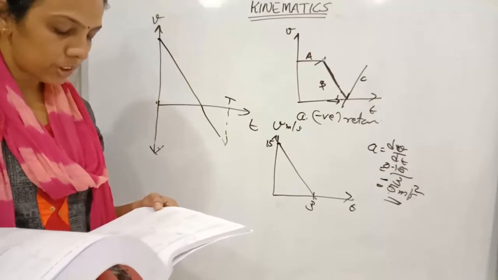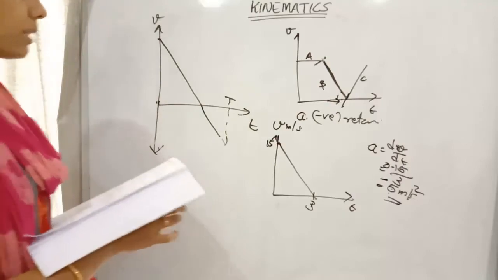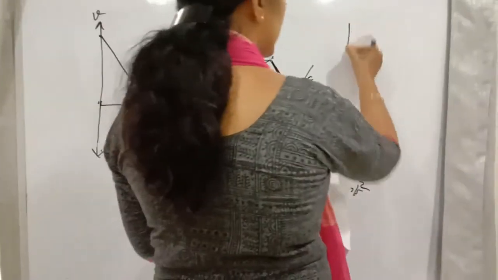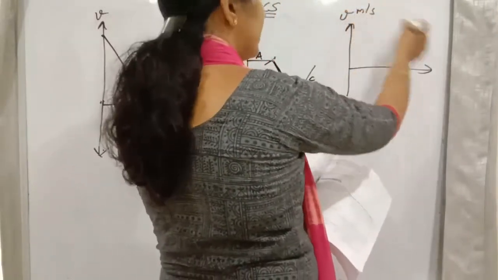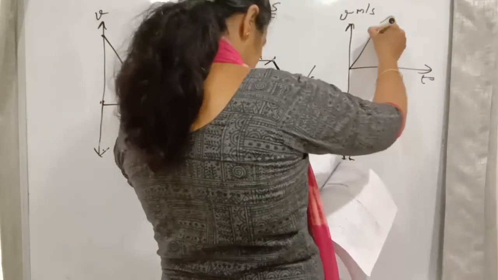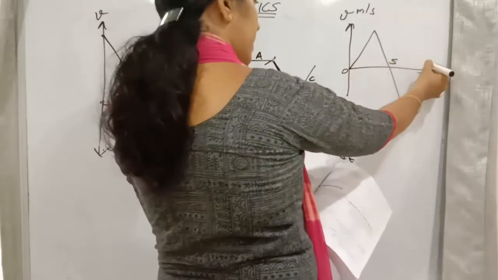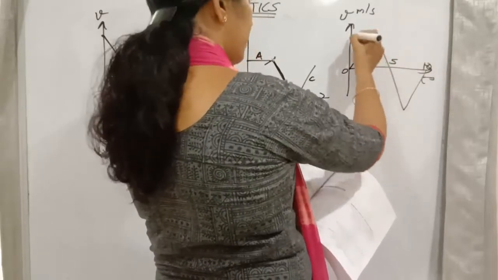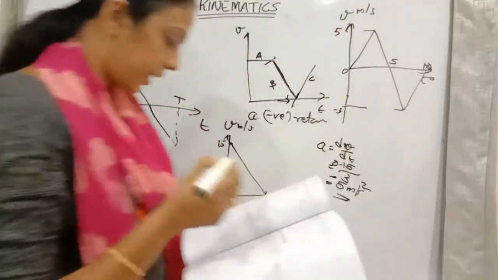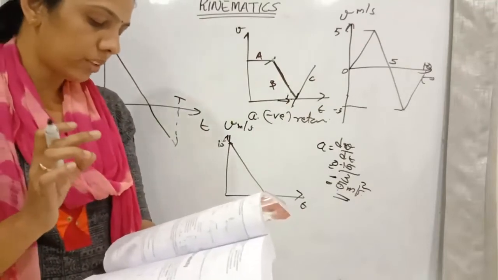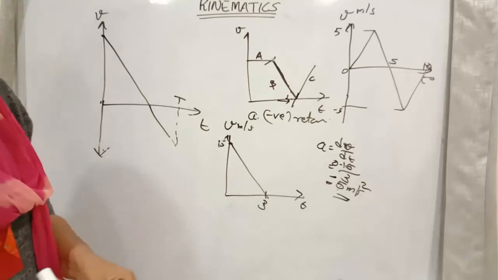The average velocity of the object during the first 10 seconds is. So the velocity time graph is given. Here velocity in meter per second, here it is time, and the graph is increasing, decreasing, and then going like this. Here it is 0, 5, here it is 10, here 5, this is minus 5. So what we need to find out? Average velocity of the object during the first 10 seconds from the velocity time graph.